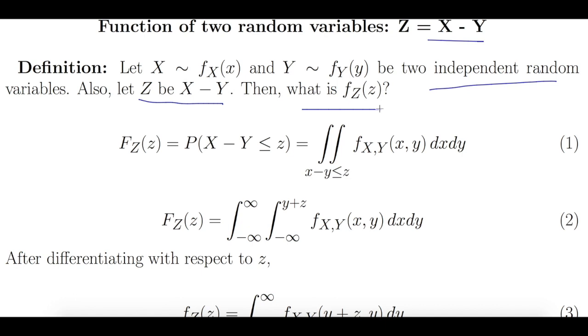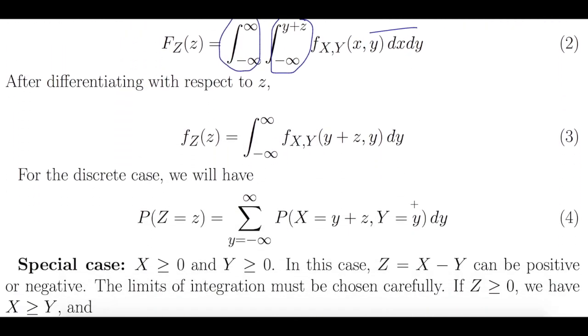So what is the CDF of z? CDF of z is the probability that x minus y is less than z, which means that we have to integrate the joint probability distribution function of x and y in the range when x minus y is less than z. This translates into the limits of y from minus infinity to infinity, and limits of x from minus infinity to y plus z, because x minus y less than z means x is less than y plus z. So these are my limits here.